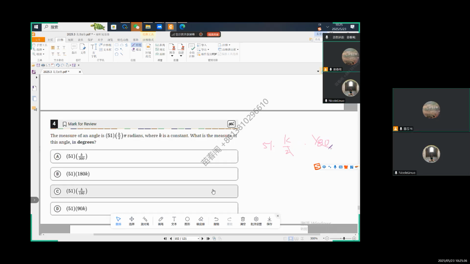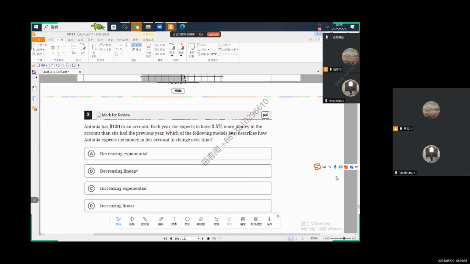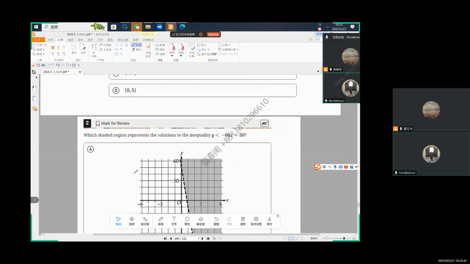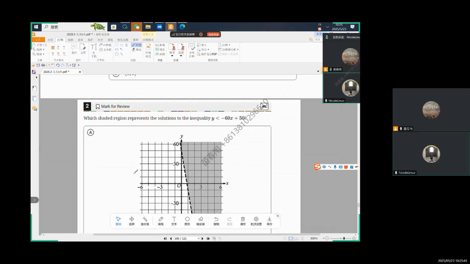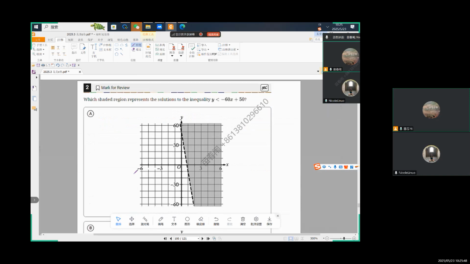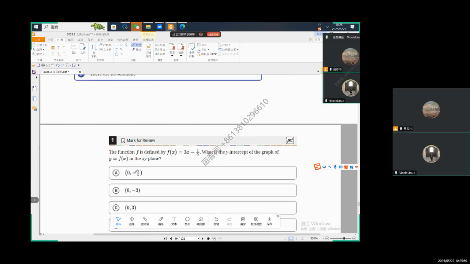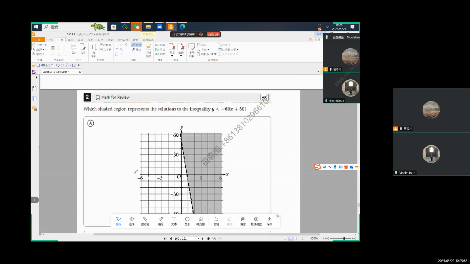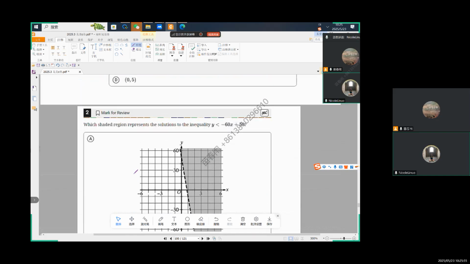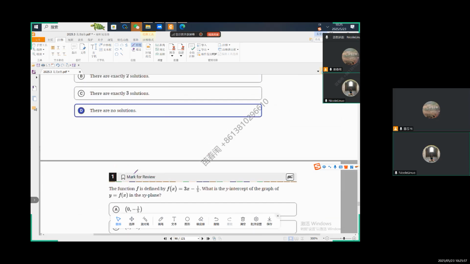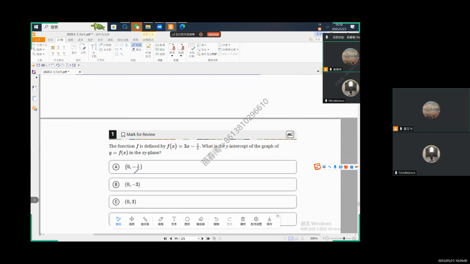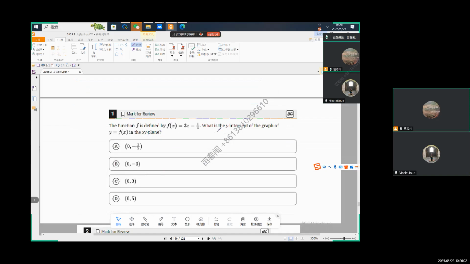Sure. Inequality with shaded region. Sometimes we know it'll be okay. For this type of question, I can just graph it on decimals and match the graph or coordinates. I think it'll be okay. This y-intercept, is this qualified for geometry? Well, I think that counts as algebra.